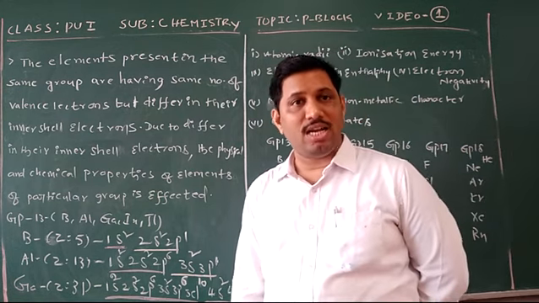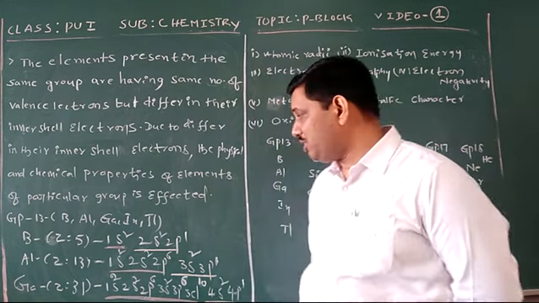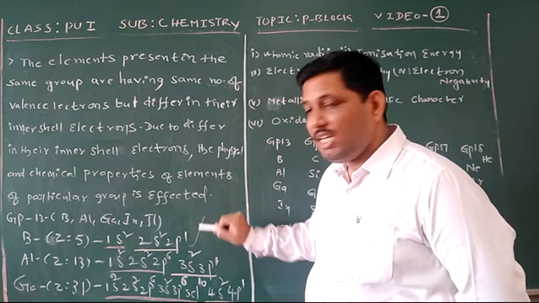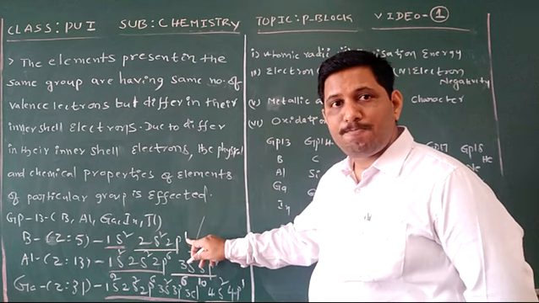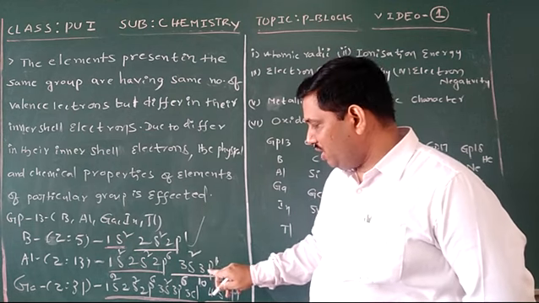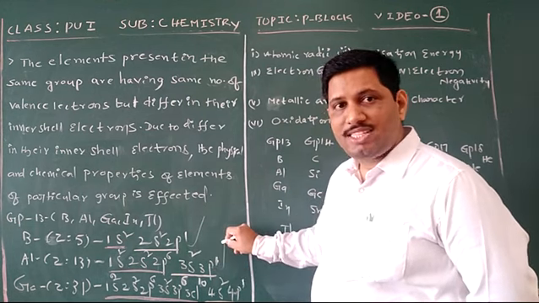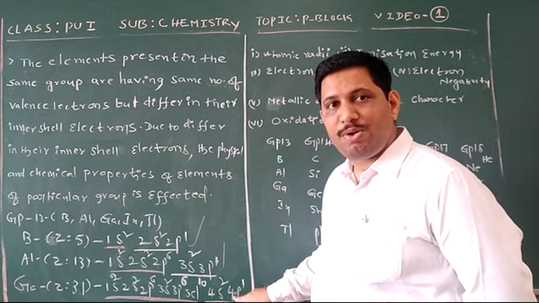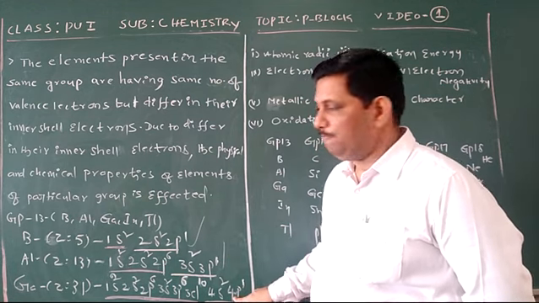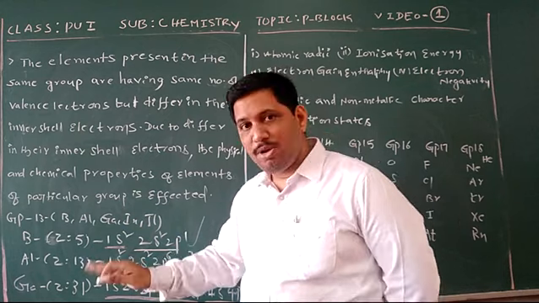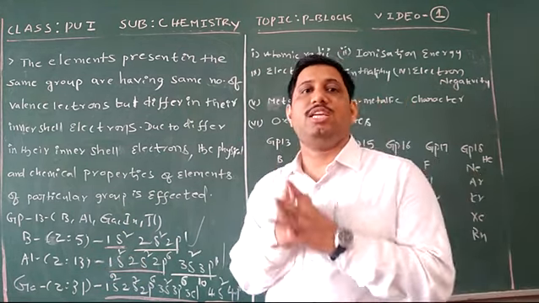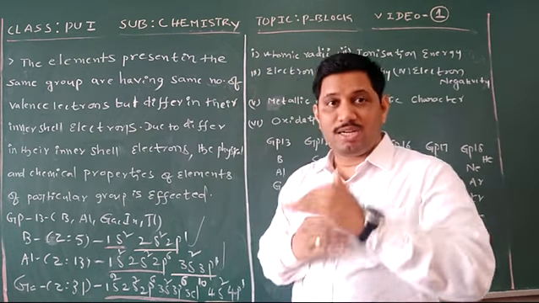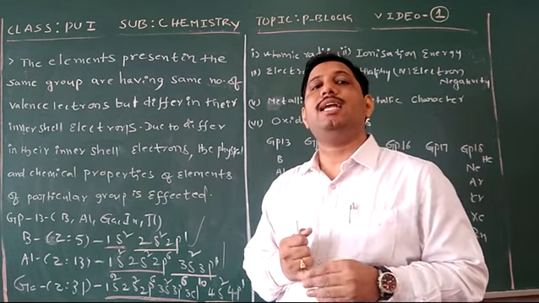Observe these three elements' electronic configurations, student. In 2s2, 2p1, 3 valence electrons are present. In 3s2, 3p1, 3 valence electrons are present. In 4s2, 4p1, 3 valence electrons are present. Therefore, these three elements belong to the same group, hence they have the same number of valence electrons, but differ in their inner electrons.